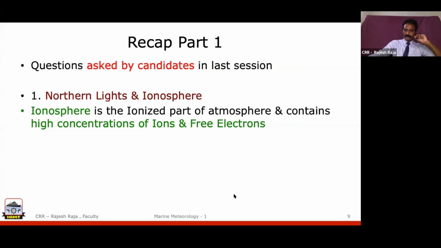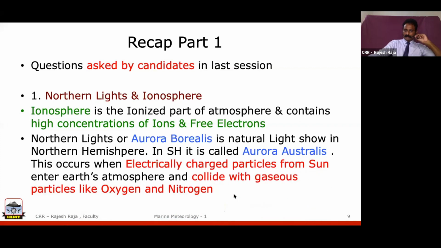Ionosphere is an ionized part of the atmosphere, which contains a lot of free electrons and ions. Now, regarding these northern lights, it is called aurora borealis in the northern hemisphere and aurora australis in the southern hemisphere. What happens is these charged particles coming from the sun collide, and this is what gives you the northern lights. The same thing happens in the southern hemisphere also. I hope this brief answer is good enough for you. This is out of the topic, but yes, I'm still giving you the answer. You shouldn't need anything more than this, but if you still have, you can always ask me.